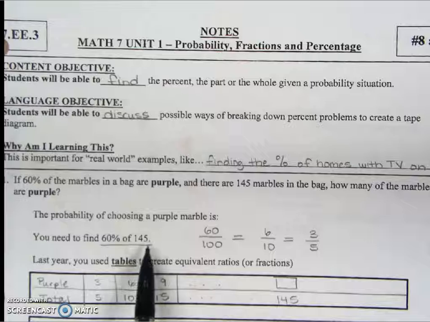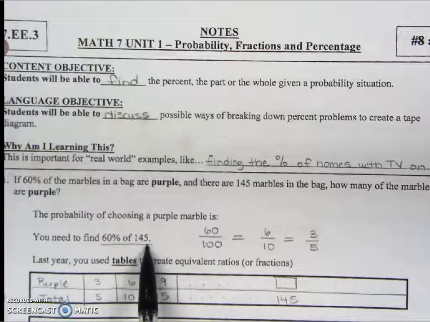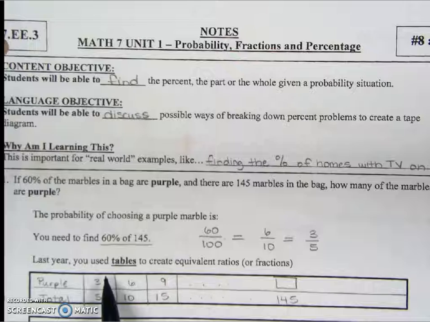Now we can definitely use the last lesson's methods. We can turn this to a decimal and multiply by 145, and if you're comfortable with that, that is fantastic. But we're just going to show a couple other ways of getting there. So let's remind you that you did see this last year. And last year, you might have used something like this table.